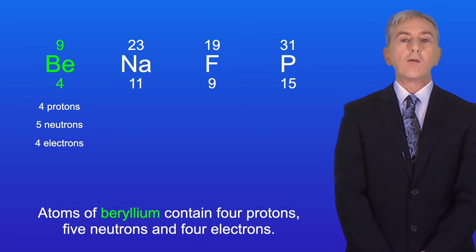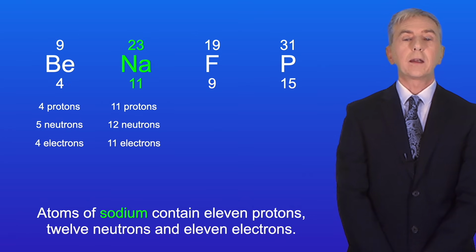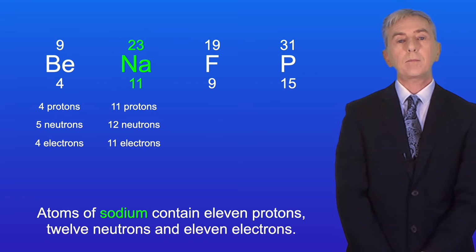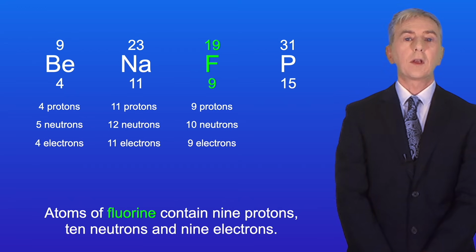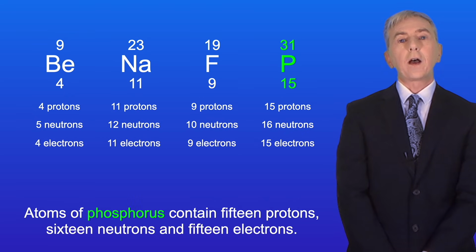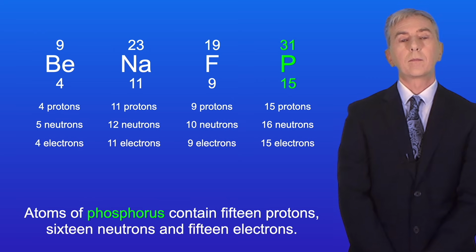Okay, atoms of beryllium contain 4 protons, 5 neutrons and 4 electrons. Atoms of sodium contain 11 protons, 12 neutrons and 11 electrons. Atoms of fluorine contain 9 protons, 10 neutrons and 9 electrons. And finally, atoms of phosphorus contain 15 protons, 16 neutrons and 15 electrons.